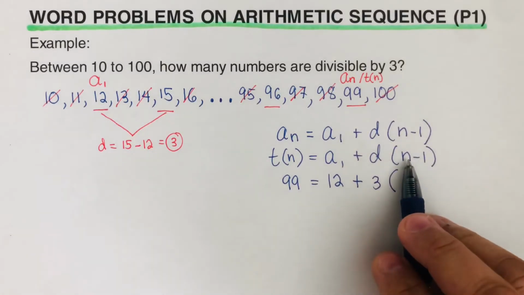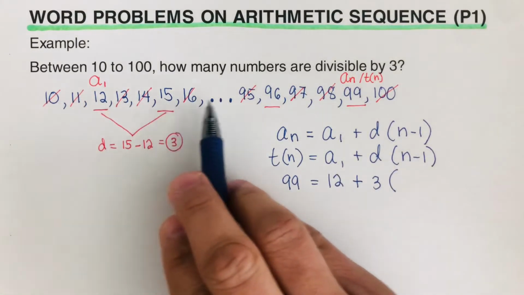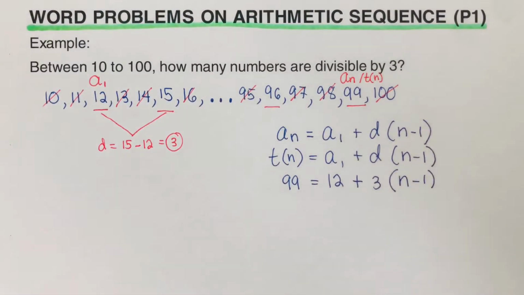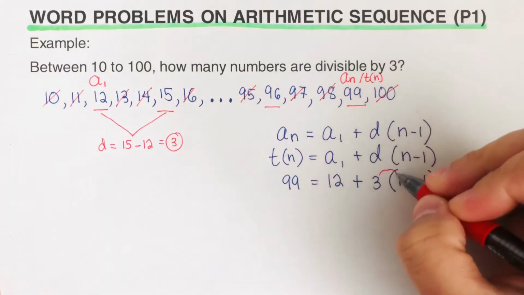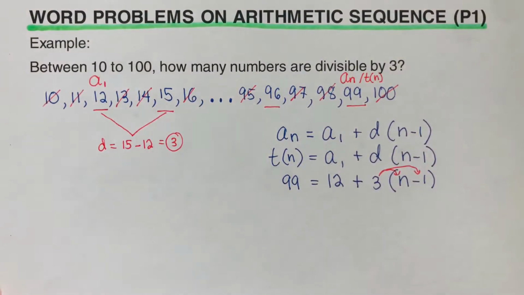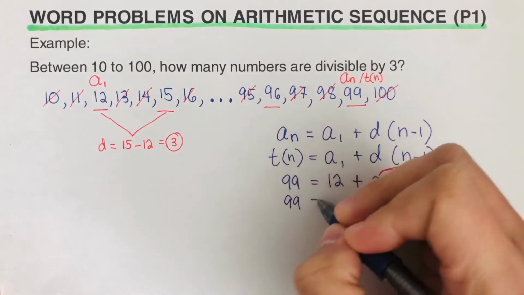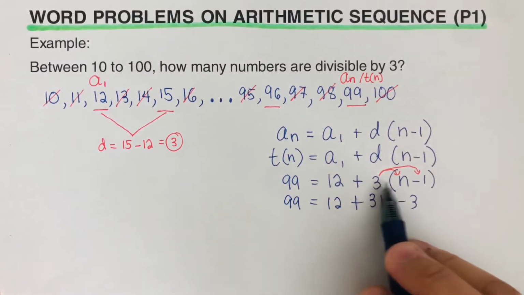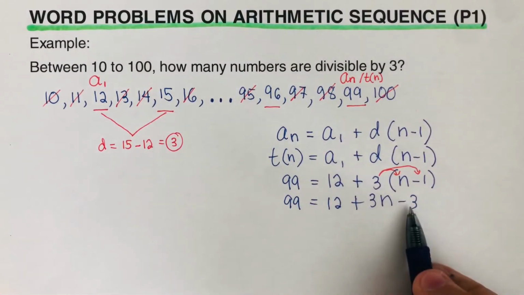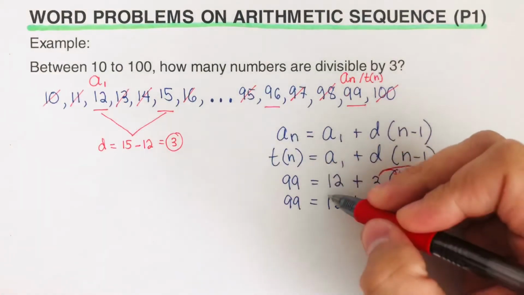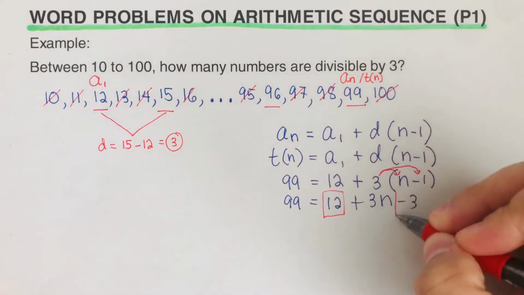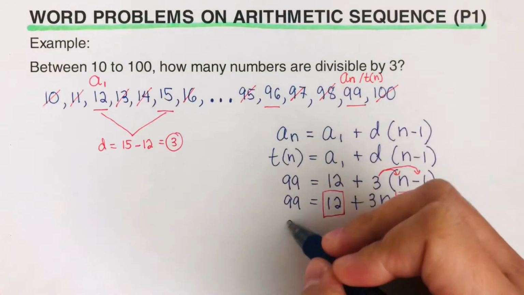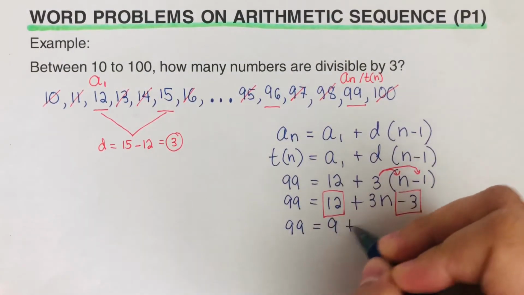And we are solving for n. N represents the number of terms between 10 to 100, so I'm just going to keep that as n minus 1. Then we distribute the 3 to each term inside the parentheses. So 99 is equal to 12 plus 3n minus 3, because 3 times n is 3n and 3 times negative 1 is negative 3. We combine like terms: 12 and negative 3 give us 9. So 99 is equal to 9 plus 3n.